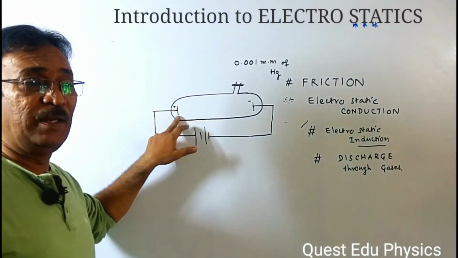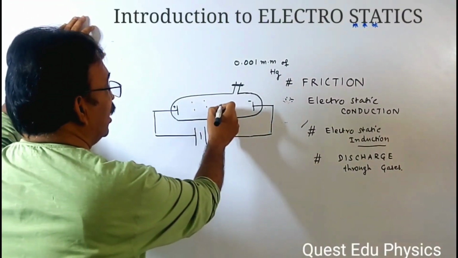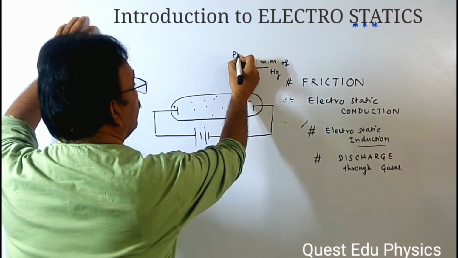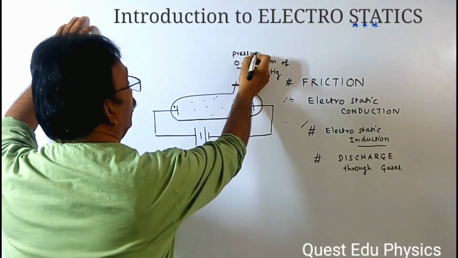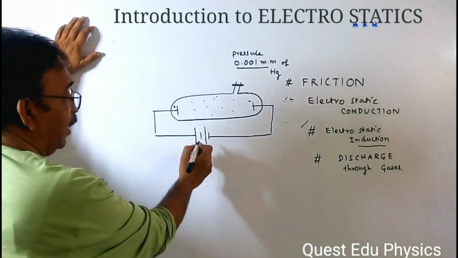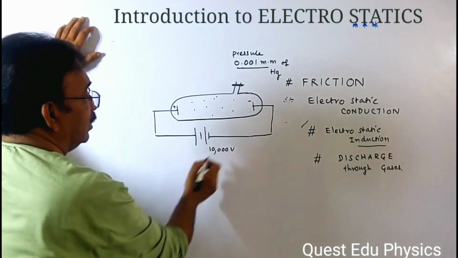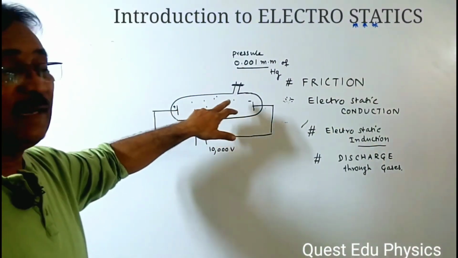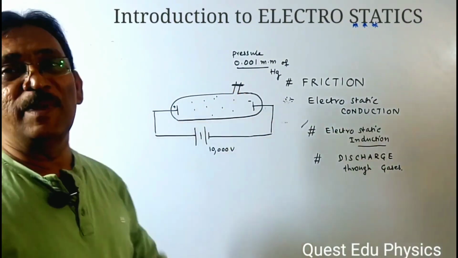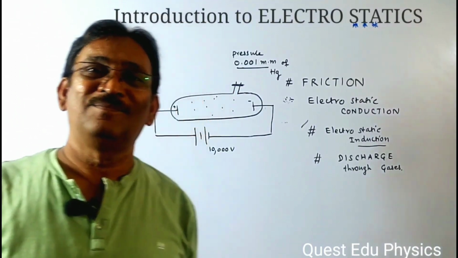Then this metal plate gets heated up, one positive and the other negative. Thermions will come out from this plate and collide with the neighboring air molecules present in the tube. Here what we did, the pressure is, as I told you, 0.001 mm of mercury, and the potential is about 10,000 volts. Then this gas gets ionized. Ionized means what? It divides into positive and negative ions.